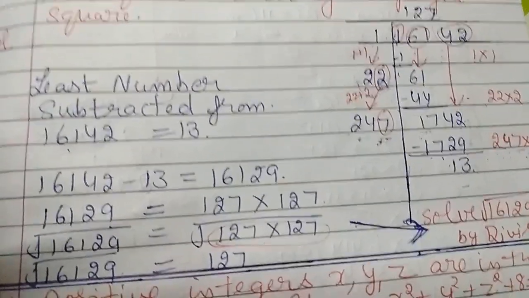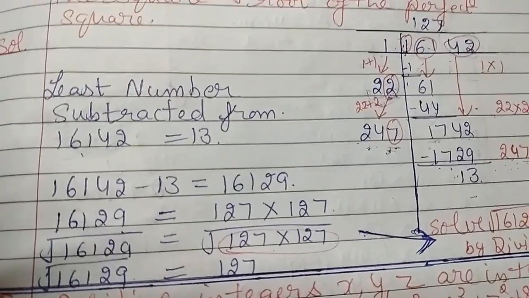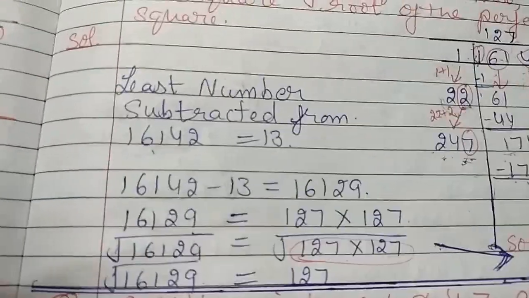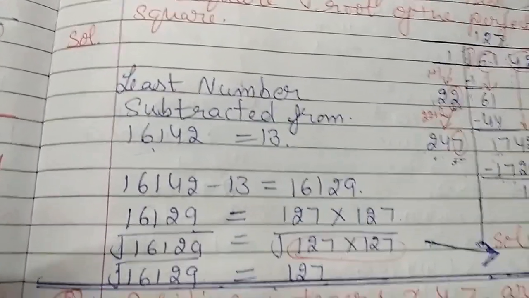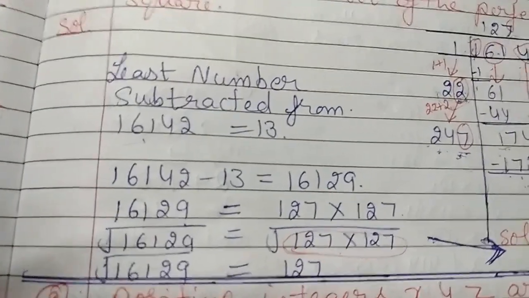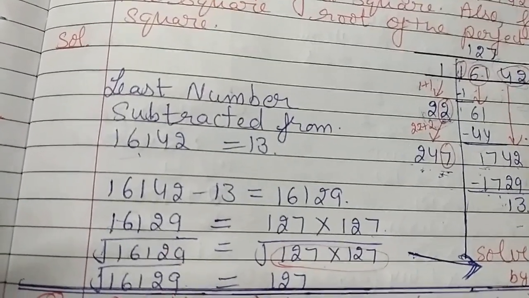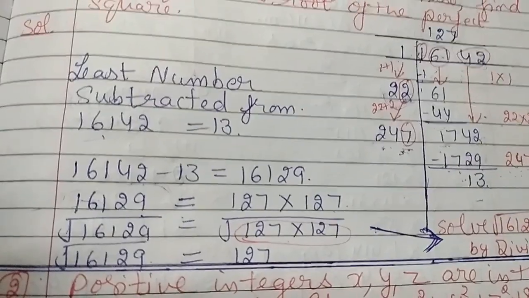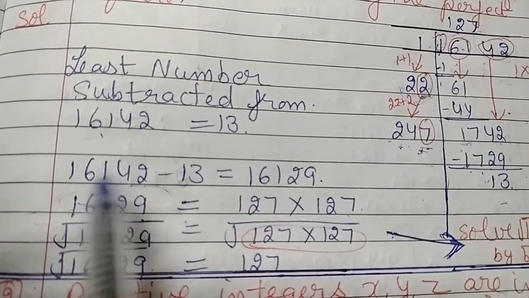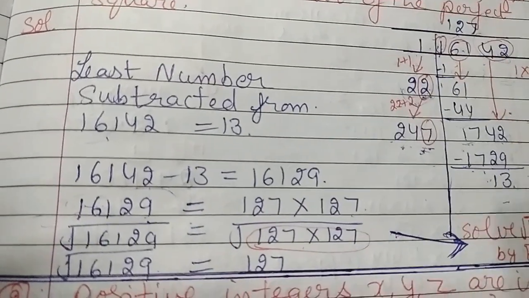A remainder of 13 means that number should be subtracted from the original number to get the perfect square. Now when I subtract 13, I get 16,129. When you multiply this quotient 127 into 127, you get this number. So I leave this for you to solve: find the square root of 16,129 by the division method yourself.